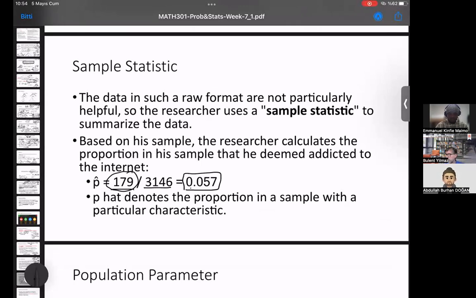Okay, again, p hat is an estimation, or prediction. Why is it an estimation or prediction? Maybe it's not the exact, not the correct proportion. Maybe you selected a wrong sample. Maybe you are overestimating or underestimating. Maybe it's like 10%, but you are finding 5%.